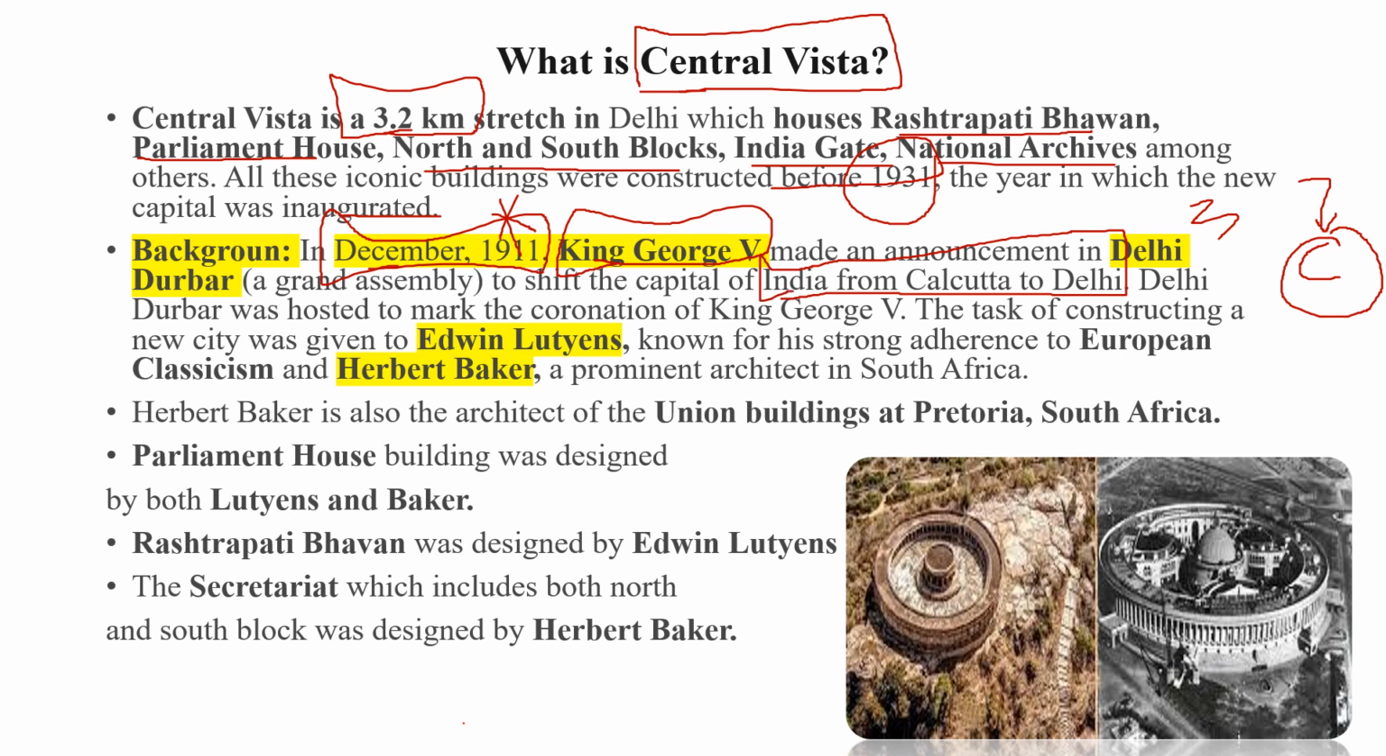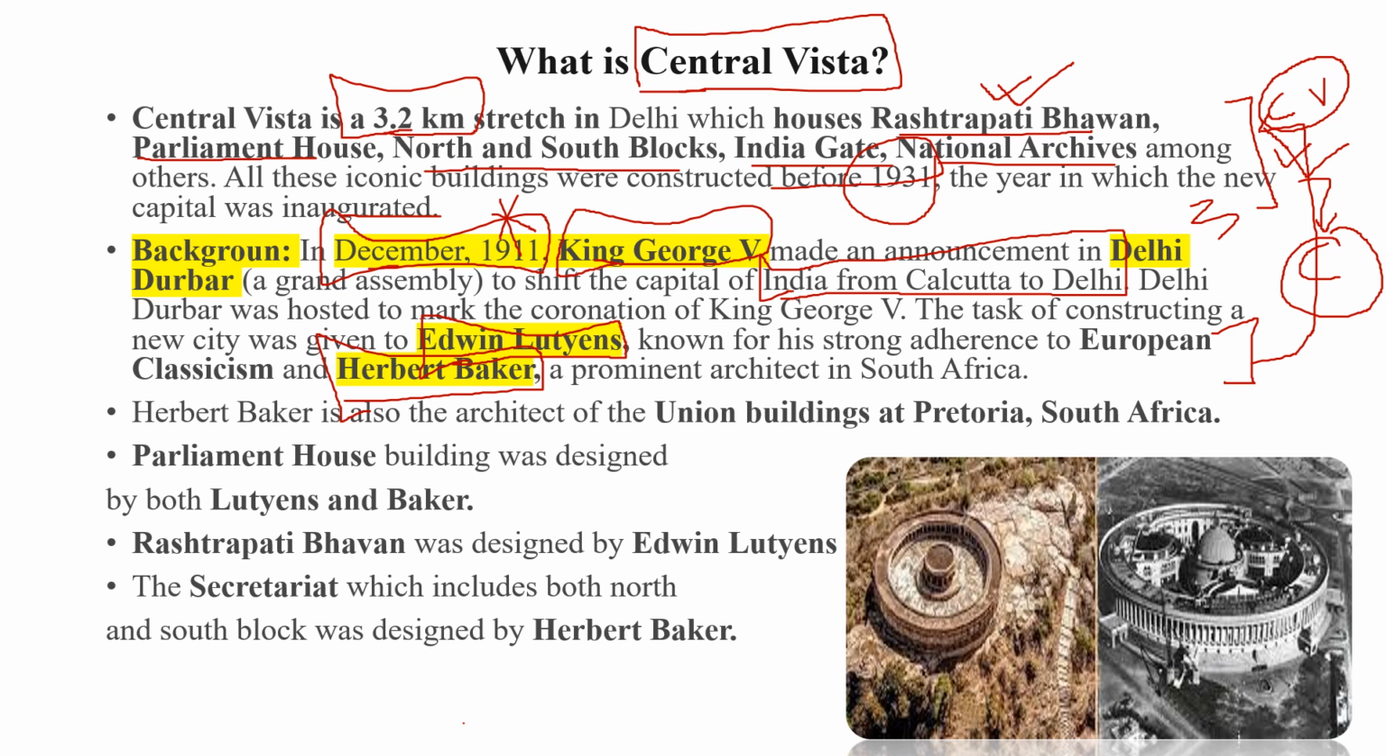So the responsibility of constructing the new capital was given to Edward Lutyens and Herbert Baker, two very famous architects. So they chose a 3 kilometer area near Old Delhi, right? And there they constructed all these buildings necessary for the central administration. So we call this area the Central Vista, right? The area between Rashtrapati Bhavan to India Gate. It's almost a 3 kilometer area, right?